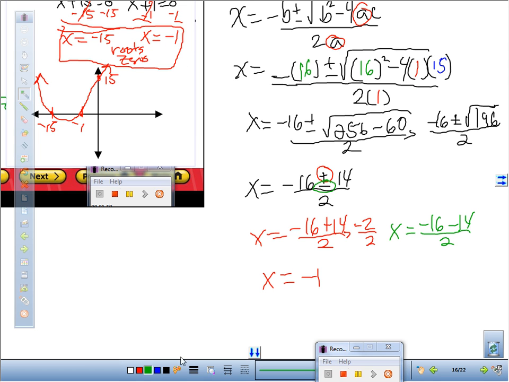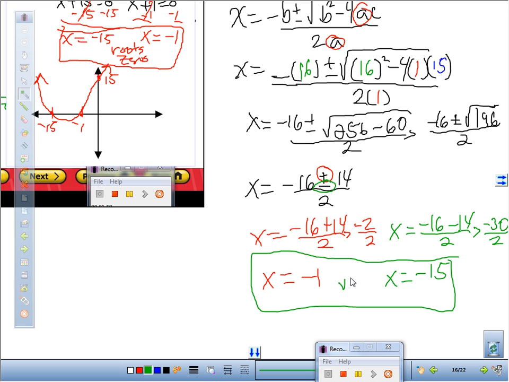Let's look at this one. What is negative 16 and negative 14? That's negative 30 over 2. What is negative 30 over 2? Negative 15. And once again, we should have the same answer as the rest. Those are my roots, zeros. You know the process. Turn it over. Do the same thing with the other one, please.